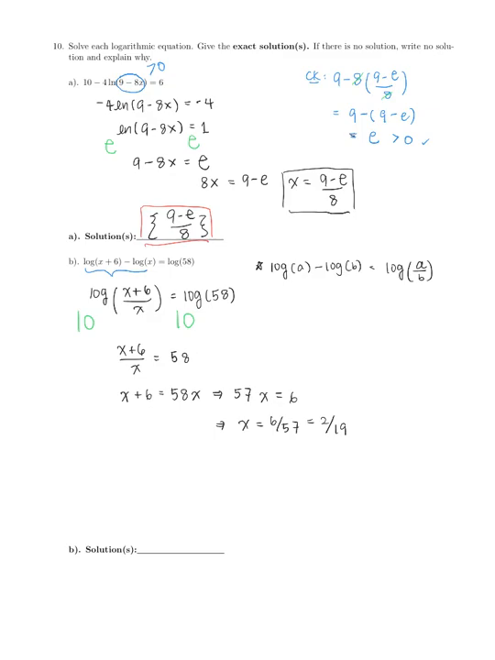So if I plug x equaling 2 over 19 into the argument of the log, they're all going to be positive. All the arguments of the log will be positive, so we get to keep that as a solution. So the solution set is 2 over 19.